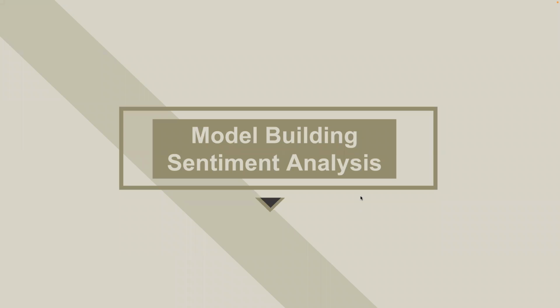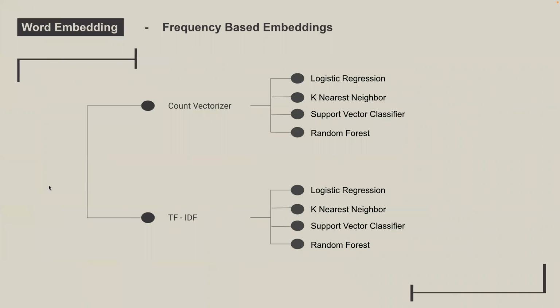Next is model building and sentiment analysis. In this project, we all know there are different types of word embedding. I chose frequency-based embedding, which contains two different vectorizers: count vectorizer and TF-IDF vectorizer. TF-IDF stands for term frequency inverse document frequency. We will talk about more details about these two vectorizers in the following slides.